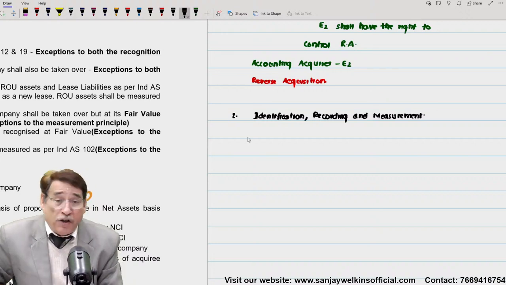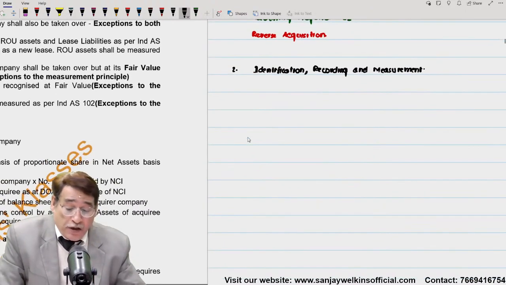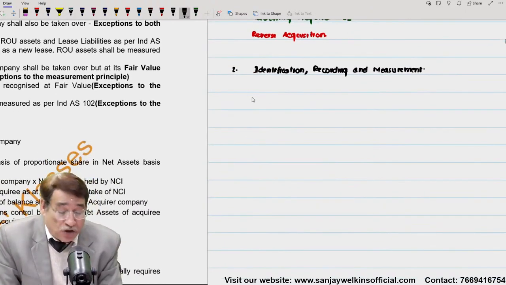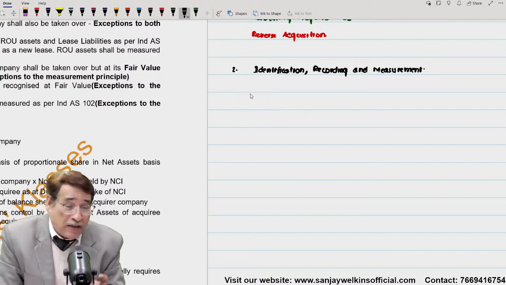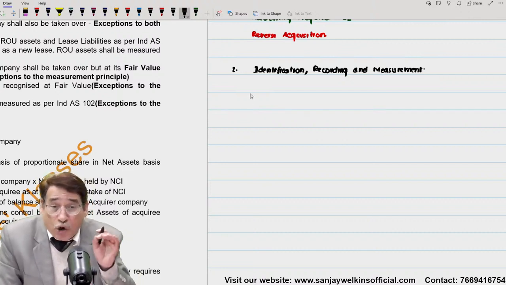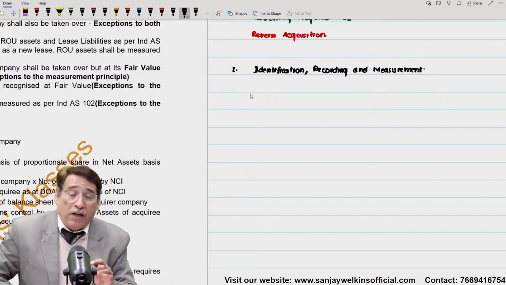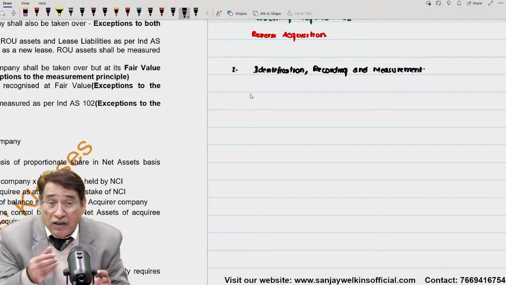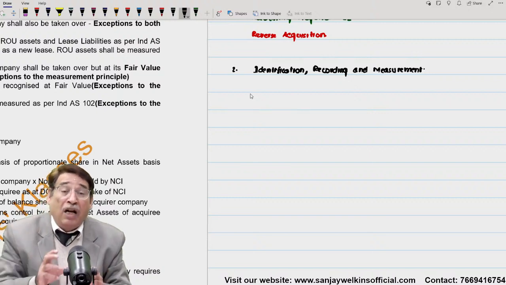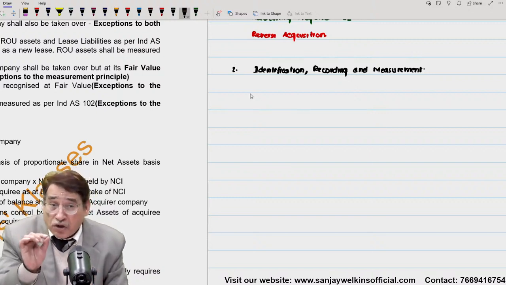So the general principle is, please pay attention, it is very important to understand: all the assets and liabilities of the acquiree company will be recorded by the acquirer entity at fair value. This is the general principle.